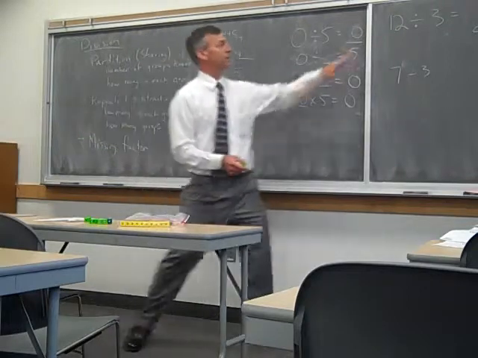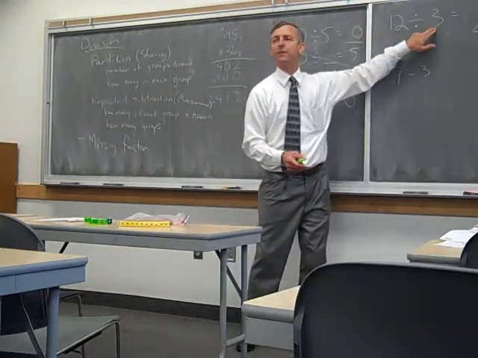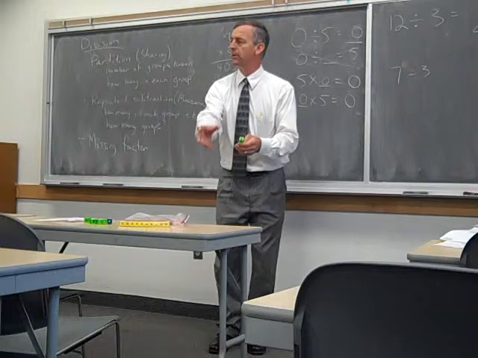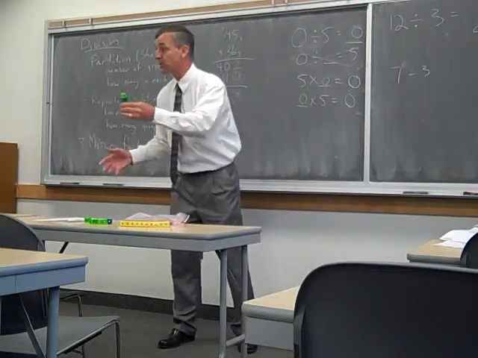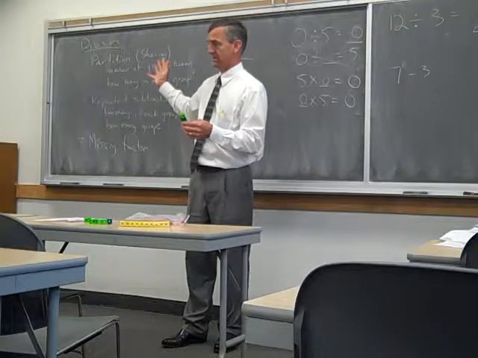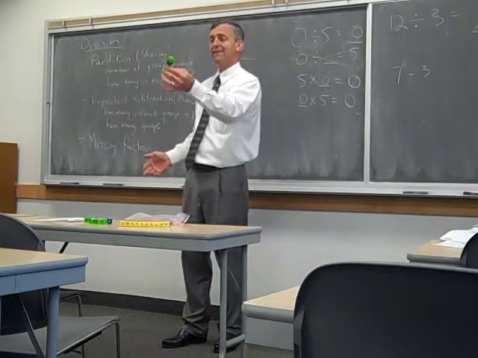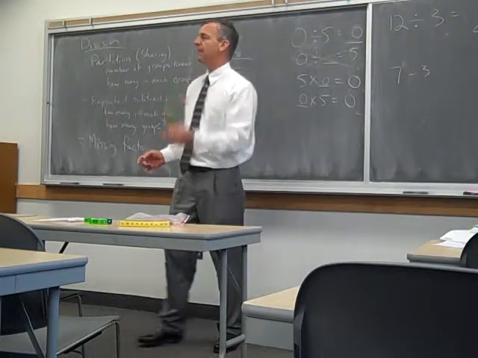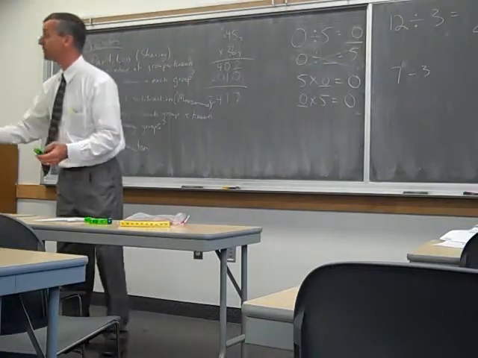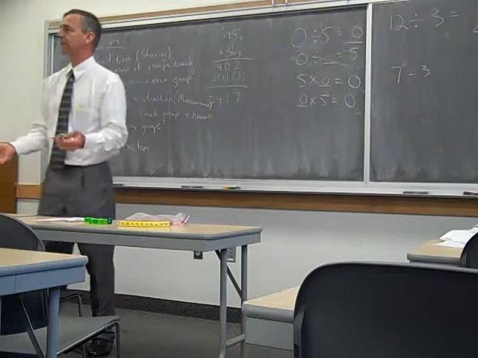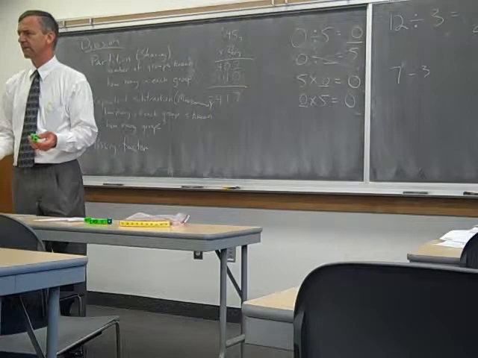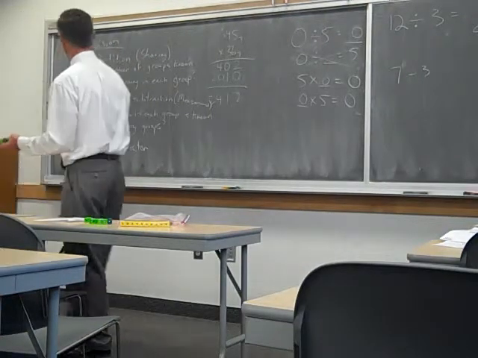We started with 12. There were 3 groups. When did we stop? When we got all of our blocks gone. That's when you stop with partition. But here we can't stop because I still have 5, and I can't get rid of them because there are no groups to pass them to. So I will never get done. Therefore, this is undefined according to the partition model.